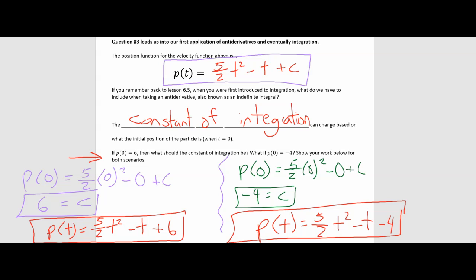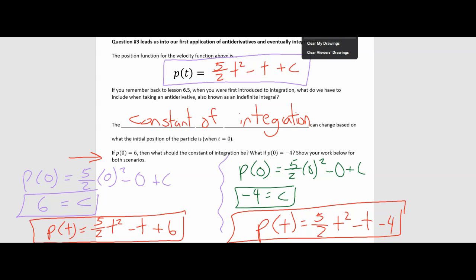And they actually don't have to give you the initial value here or the initial position. They could just give you any point on the position function, and if they did that, you could end up solving for c. They just tend to give you the initial position most of the time.